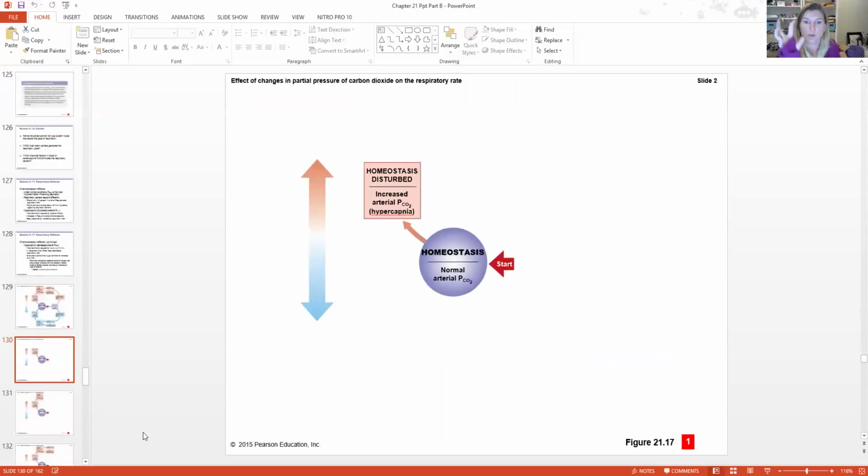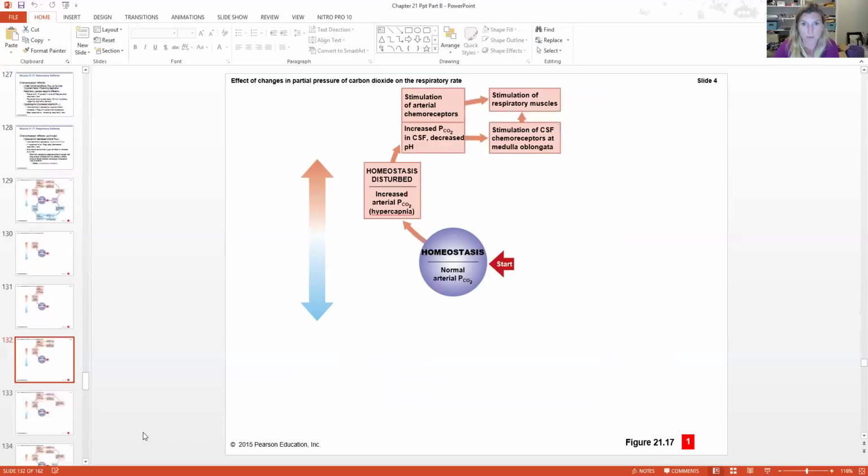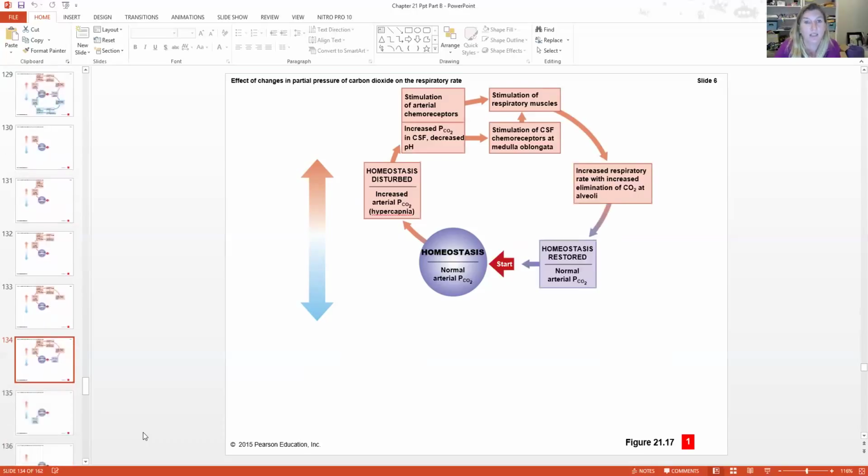So let's start. You have a normal partial pressure of carbon dioxide, but something happens, hypercapnia. You have this increased arterial partial pressure of carbon dioxide, knocking your homeostasis off balance. This is going to stimulate your arterial chemoreceptors, causing an increase of partial pressure of your CSF and decrease in the pH. Uh-oh, your pH is getting too low. So you're going to stimulate your respiratory muscles. You're going to stimulate your CSF chemoreceptors in your medulla oblongata. What are they going to do? They're going to increase your respiration rate. That's going to help get that carbon dioxide out of your body, get your partial pressure back to normal.